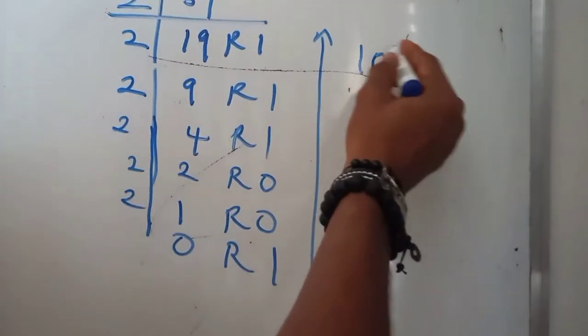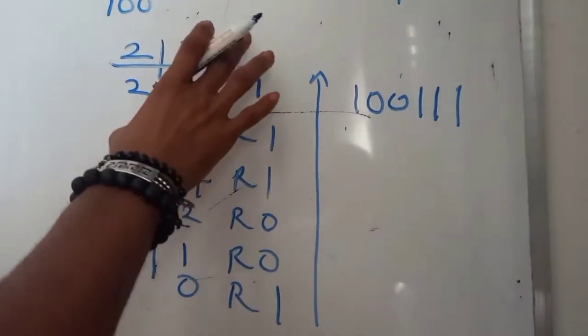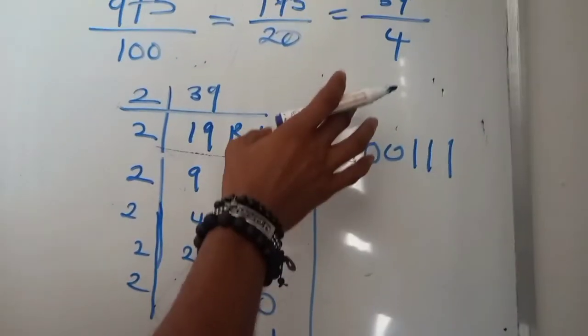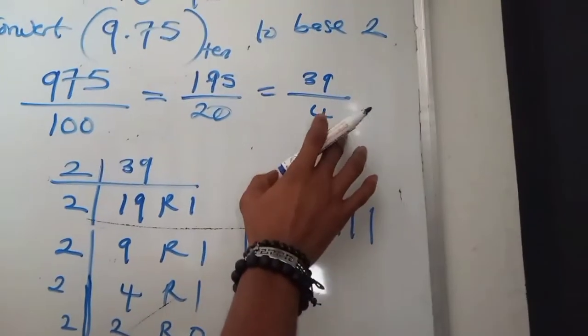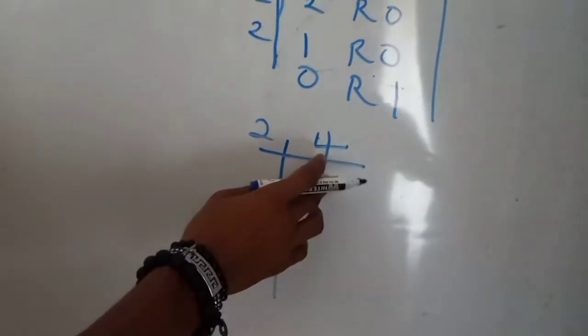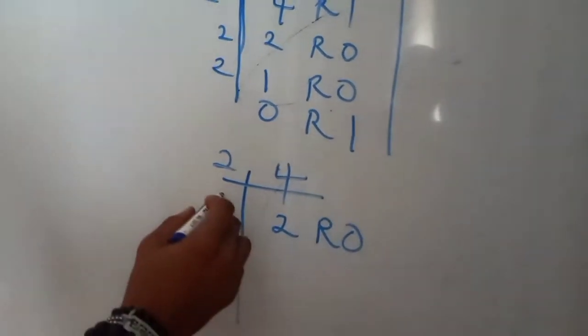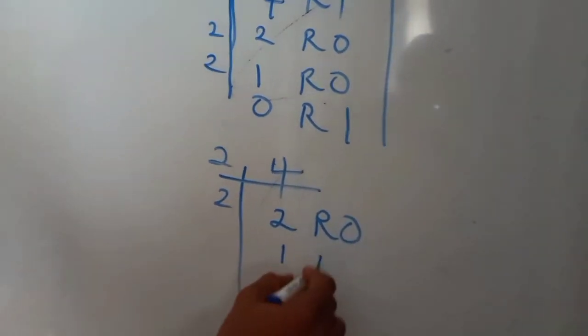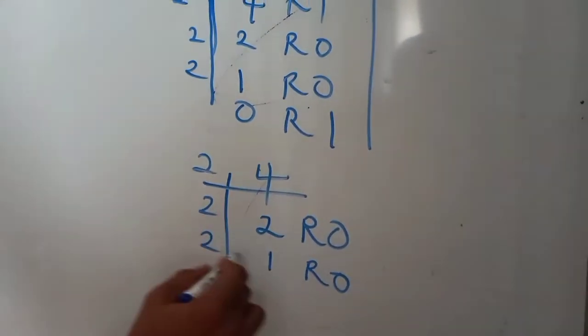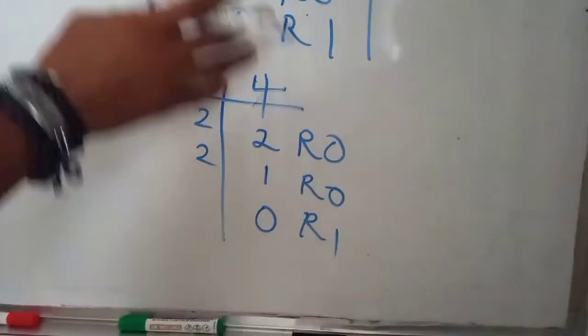So I'll pick it from here, which is 100111. So this is the conversion of 39. I will also do the same thing to this number, which is 4. 2 going into 4 is 2 times remainder 0. 2 going into 2 is 1 remainder 0. 2 going into 1 is 0 remainder 1. This is what we have taught in the class.